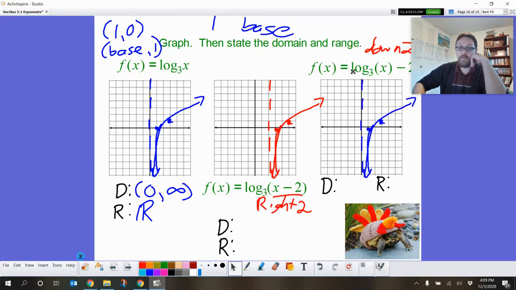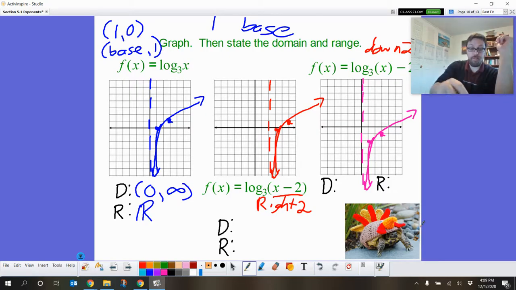I want to take everything that we have here and move it down 2. So I'm going to go down 1 spot, 2 spots. Now keep in mind, let's make that pink, this graph is still going higher up, and our asymptote is still going up.